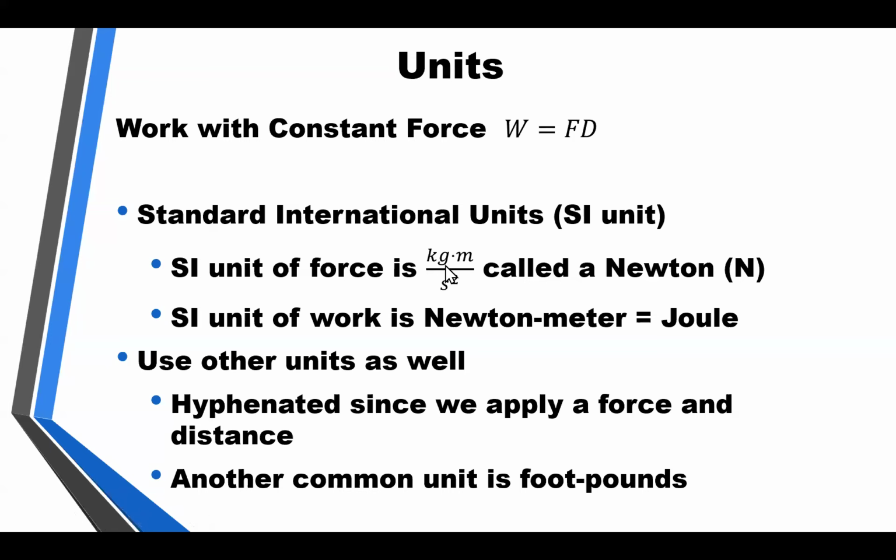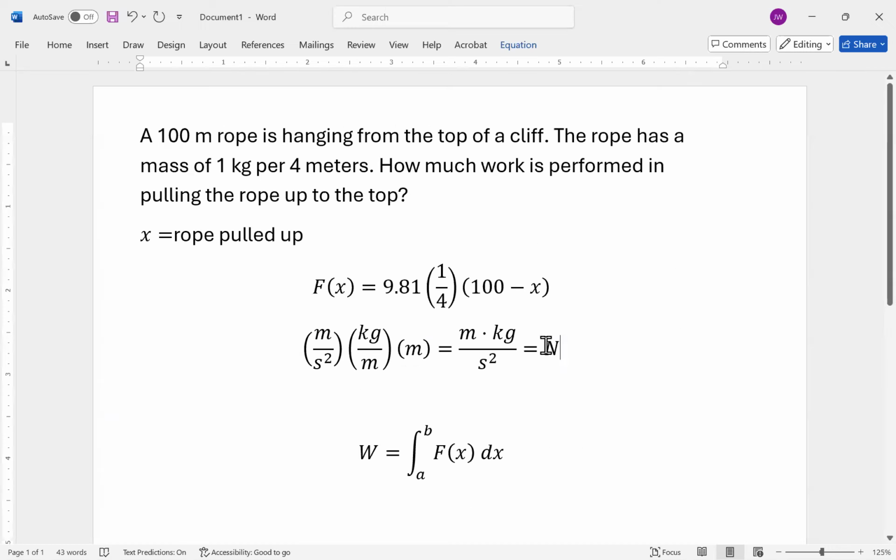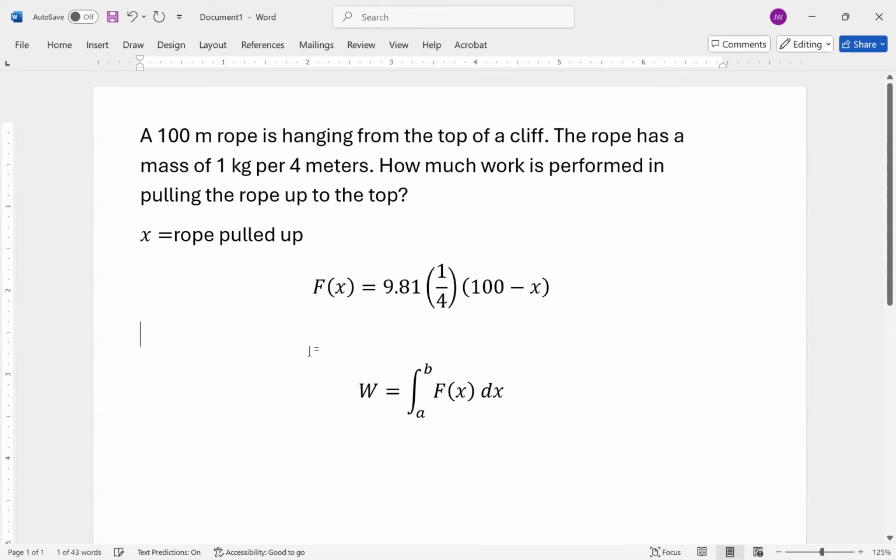I had written kilograms times meters per second squared. Obviously, you can change the order of kilograms and meters if you'd like. But kilograms times meters per second squared, that is our Newton. So we do know we are getting a force in that force function. And again, we can also think about it as just common sense. We have our gravity constant times the weight per meter times the number of meters that the rope is hanging down.